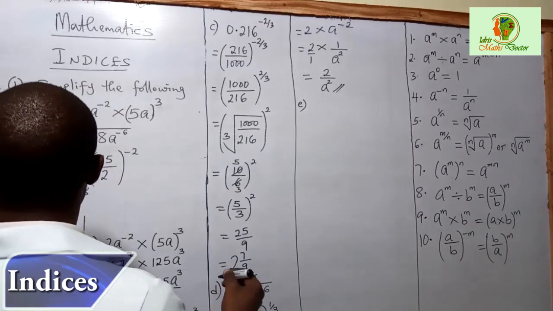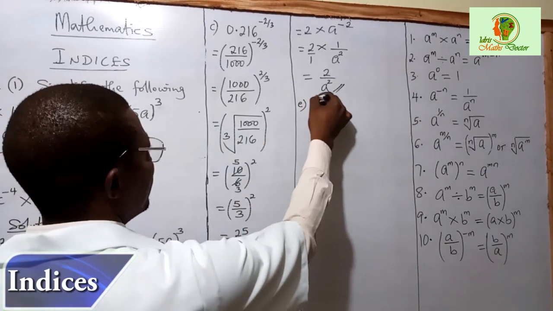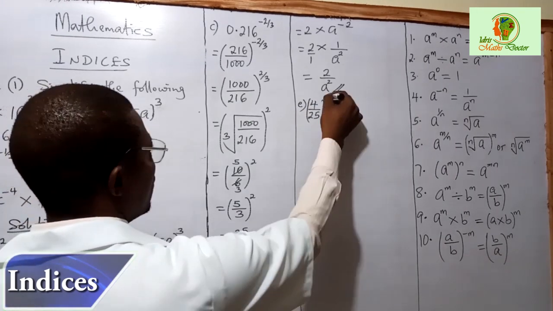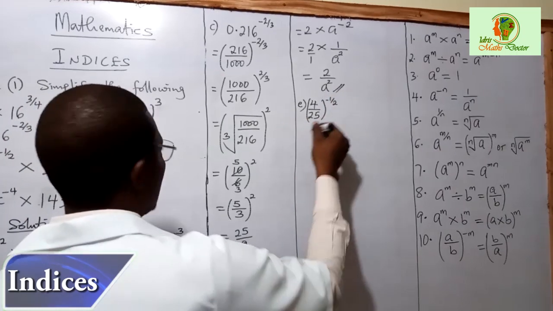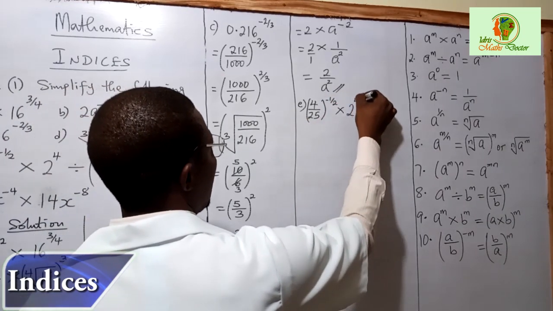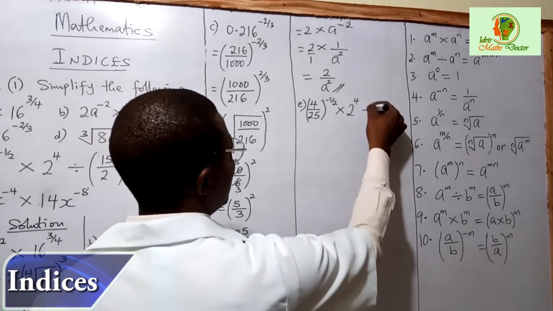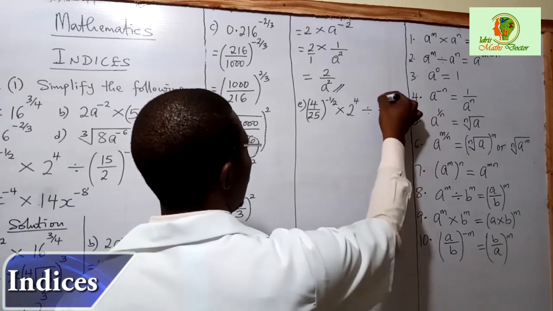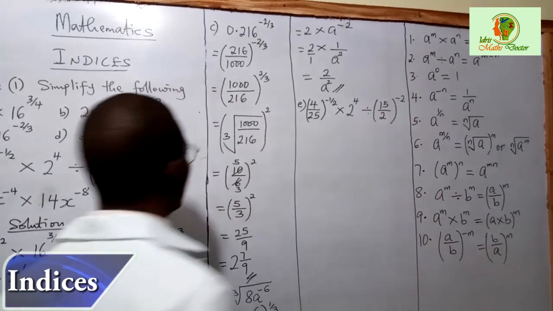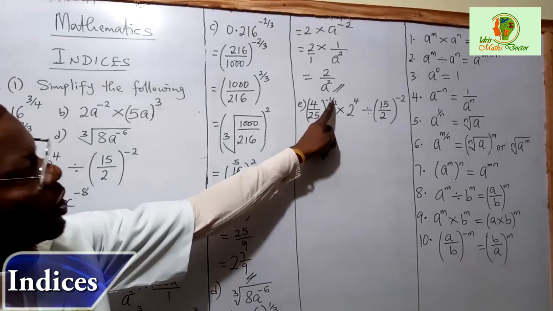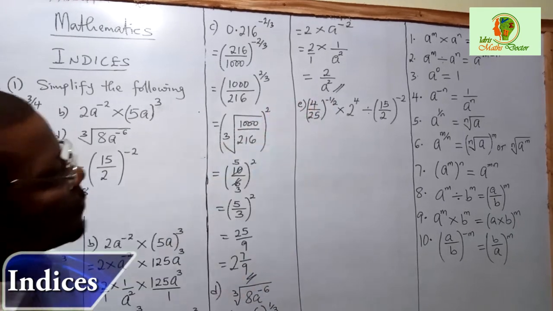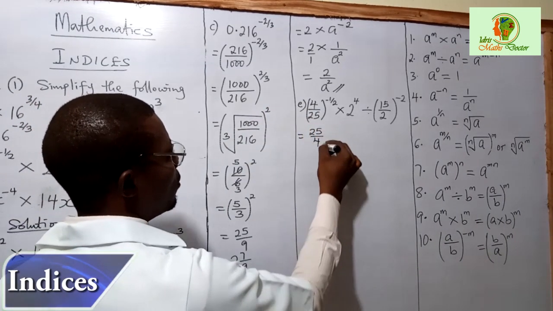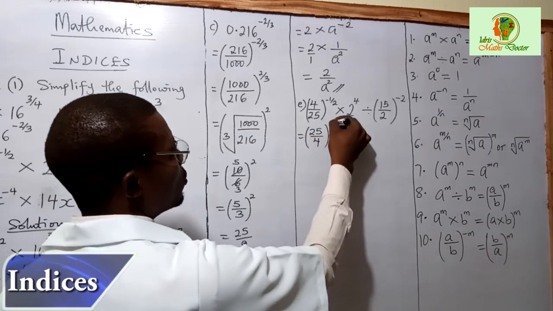Okay, question E. We have what? 4 over 25 raised to power minus 1 over 2 times 2 raised to power 4 divided by 15 all over 2 raised to power minus 2. Okay, to remove this minus sign, apply the law of reciprocals. It will become what? 25 all over 4 raised to power what? 1 over 2.